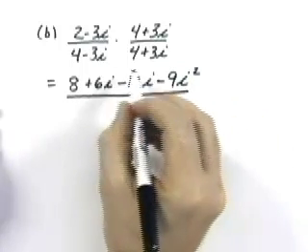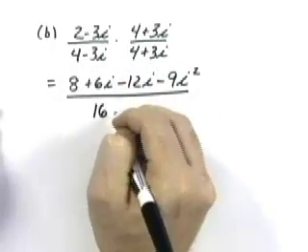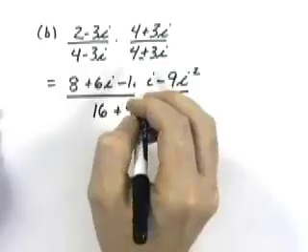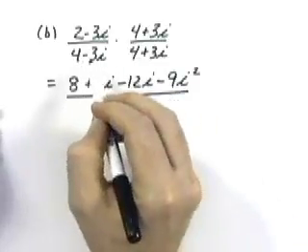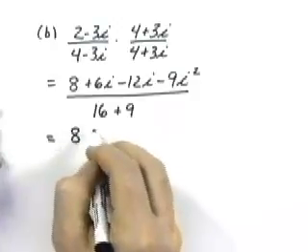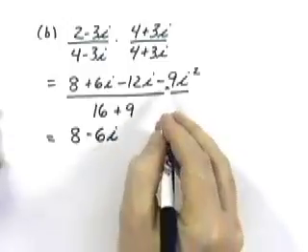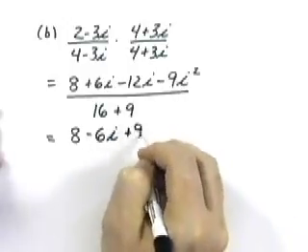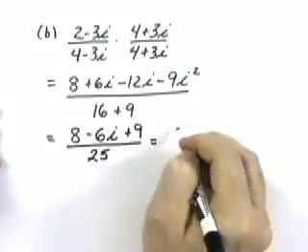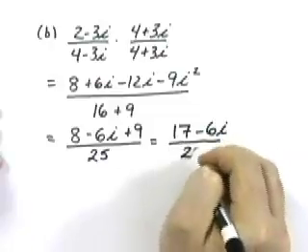I now divide this by the real part squared, which is 16, plus the imaginary part squared, which is 9. Again, when you're multiplying complex conjugates of each other, the result is just the real part squared plus the imaginary part squared. Now let's combine like terms and simplify a bit. 6i minus 12i is minus 6i. Negative 9i squared will be plus 9, and that's going to be divided by 25. The result is 17 minus 6i over 25.